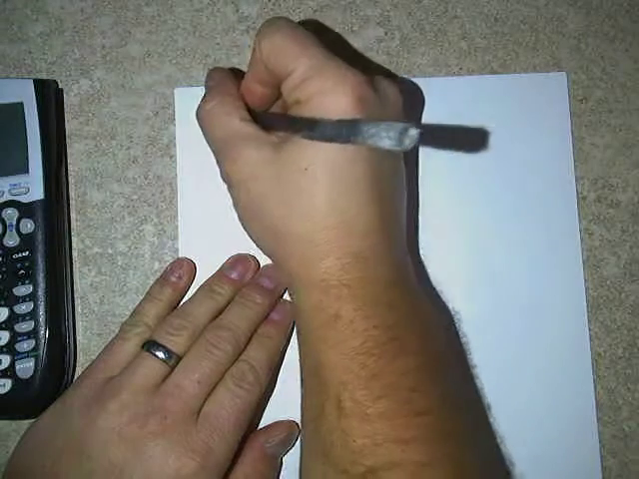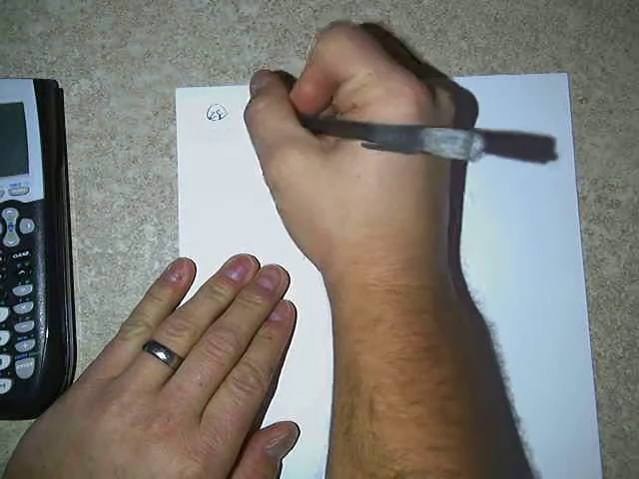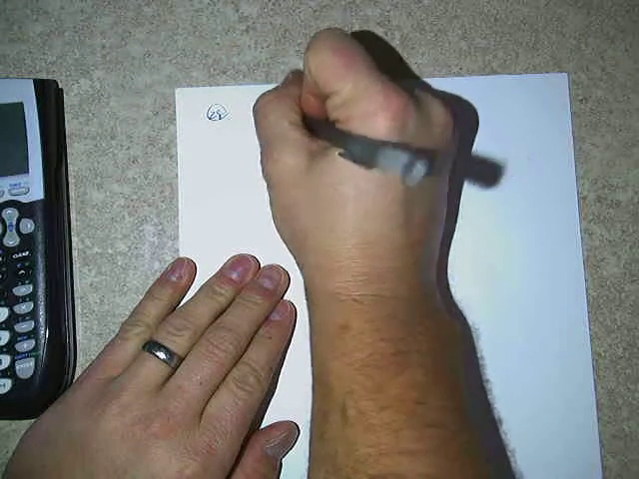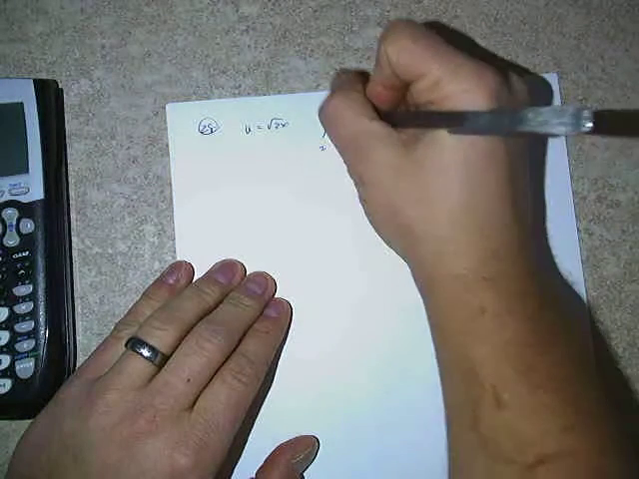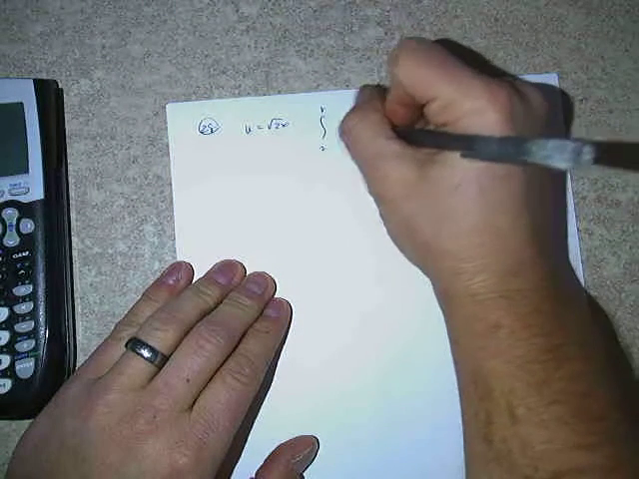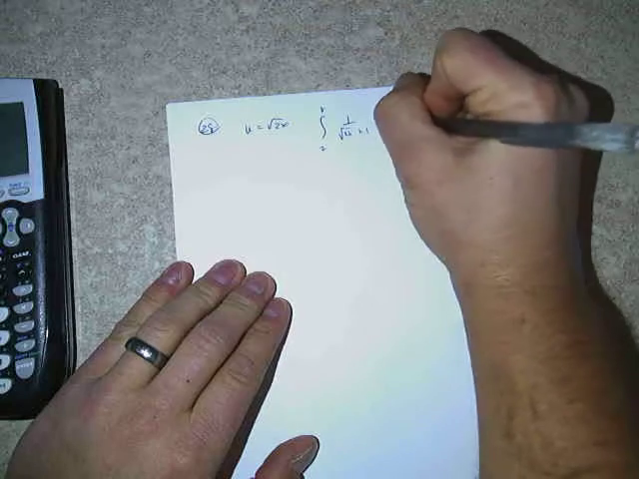And number 28, we've got a substitution problem, which is exactly what we're doing right now. They want us to use that as our u. And our integral here is from 2 to 8, 1 over radical 2x plus 1 dx.